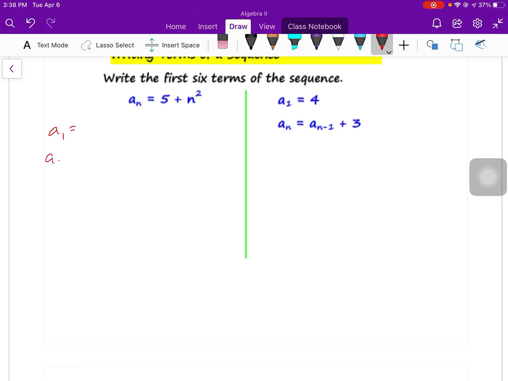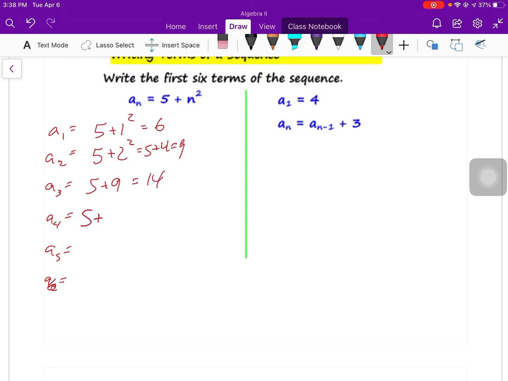So 5 plus 1 squared, so 6. 5 plus 2 squared, so 5 plus 4, 9. 5 plus 3 squared, 5 plus 9, so that's 14. 5 plus 4 squared, 16, so 21. 5 plus 25, 30. Yeah, 5 plus 36, 41. This one doesn't add a constant number or subtract a constant number or multiply by a constant number, but it's still a sequence that's got its own rule.